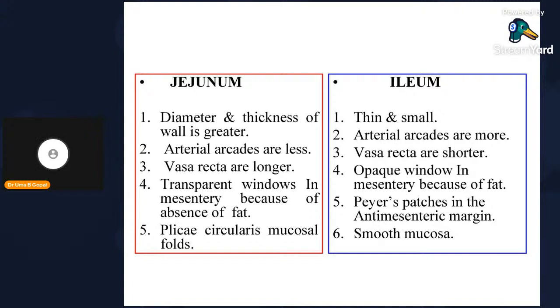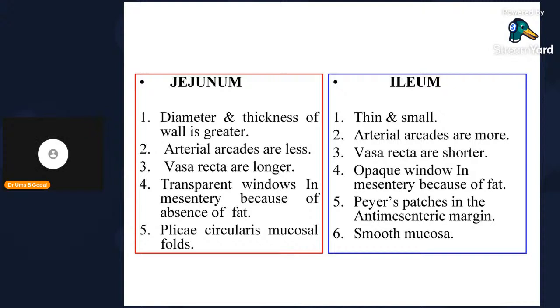Plicae circularis mucosal fold, smooth mucosa, Peyer's patches in the antimesenteric margin present. Here, Peyer's patches is absent in jejunum, but if it is present, it is circular. Here it is antimesenteric border, it is long, cylindrical, present in the antimesenteric border. Okay, mucosa will be smooth. Mucous plicae circularis forms the mucosal folds here.